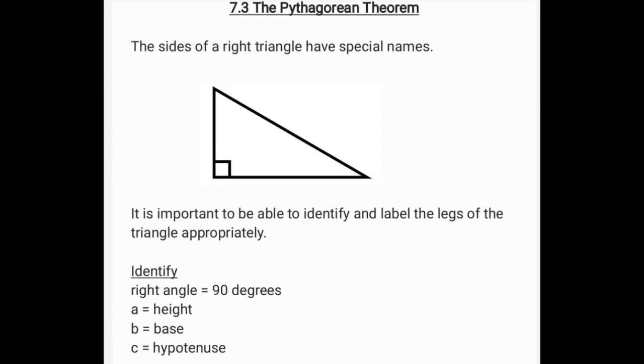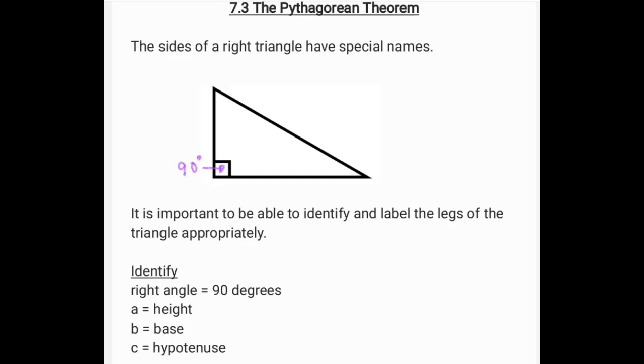This lesson's on the Pythagorean Theorem. The sides of the right triangle have special names, and it's important to be able to identify and label the legs of the triangle. So your first step is always to look for the 90 degrees angle. Our 90 degrees angle is this right here, and that is signified by the square that is drawn.